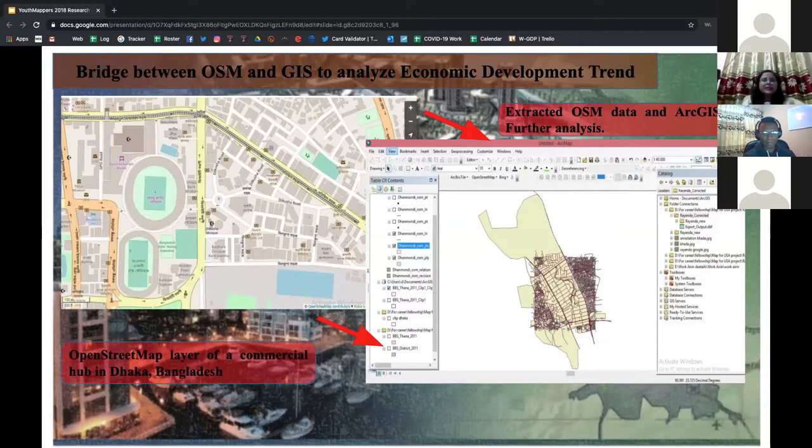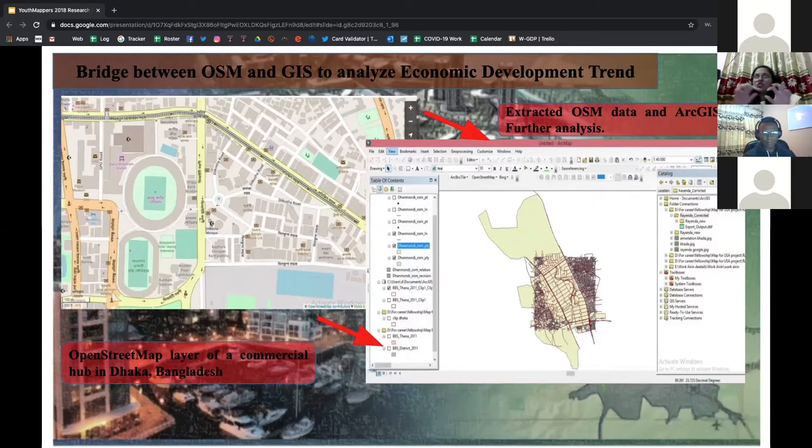Okay. Now I am just going to explain the bridge between OSM and GIS to analyze economic development. So suppose I am showing you that OSM layer of a commercial hub in Dhaka, and I have extracted this data in ArcGIS. Now you can see that there is an option where there is some point feature, some polygon feature, and some line feature.